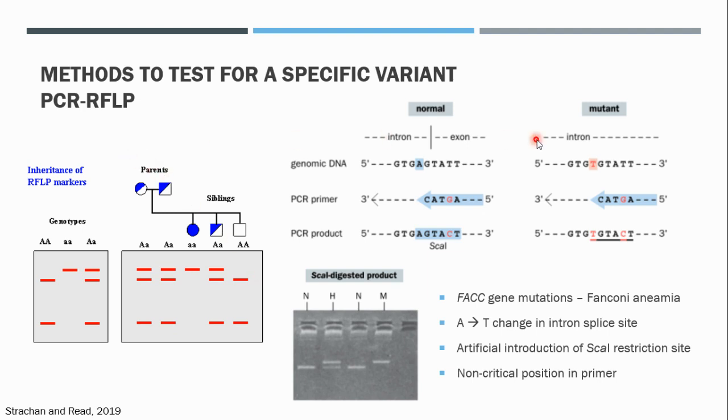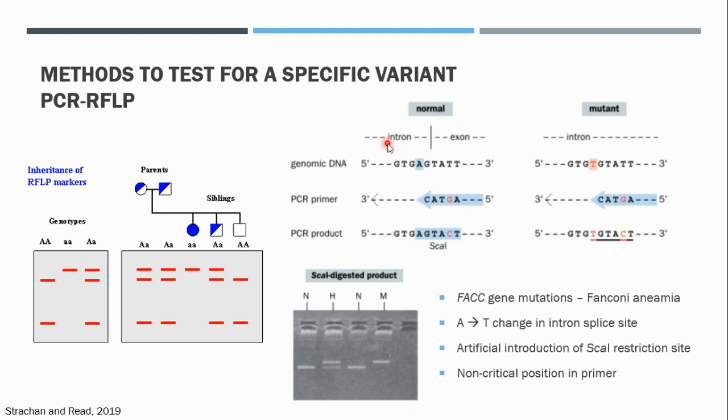Another way that we can use PCR-RFLP, if we don't have a restriction enzyme site at the SNP, is to combine it with this method here. So in this method on the right, what we have done is artificially introduced a restriction site using the PCR primer. So let's take a look at this in more detail.